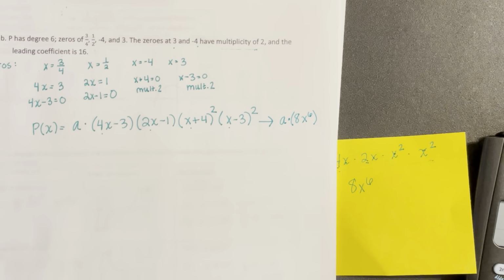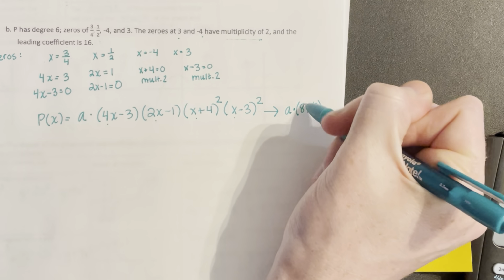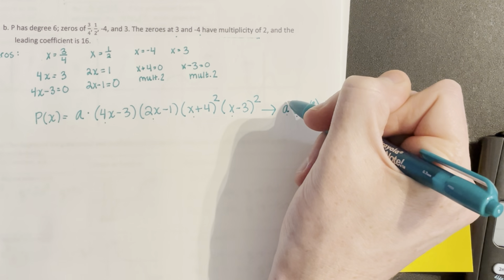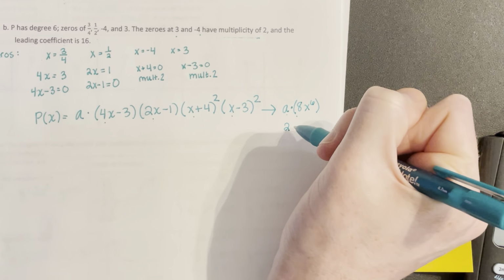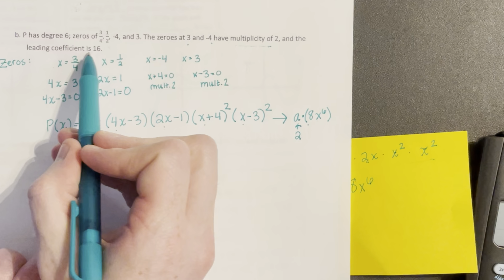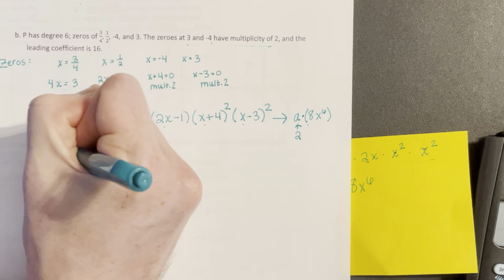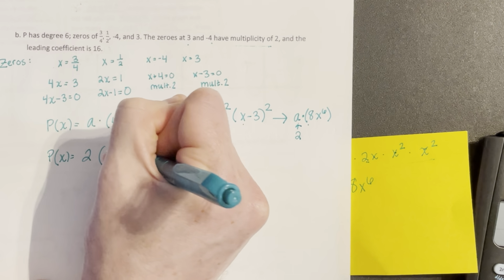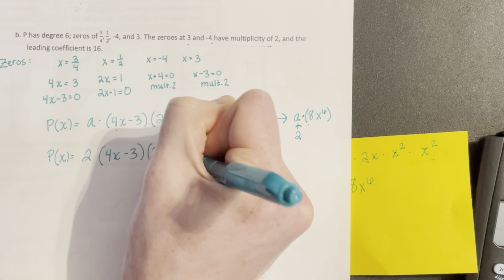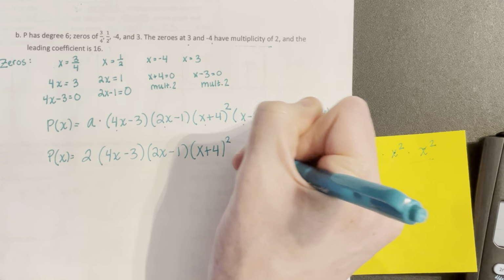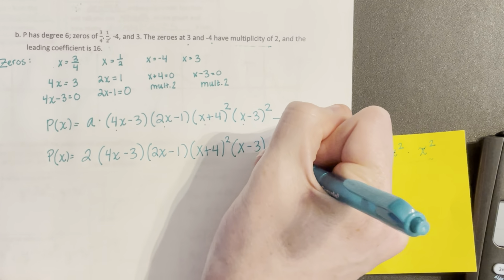So if it is a leading coefficient of 16, we have to figure out what we need to multiply 8 by to get 16. That A would have to be a 2, so that it would be a 16x to the 6th with that leading coefficient. So I'd write this out: 2 times 4x minus 3 times 2x minus 1, x plus 4 squared, and x minus 3 squared.